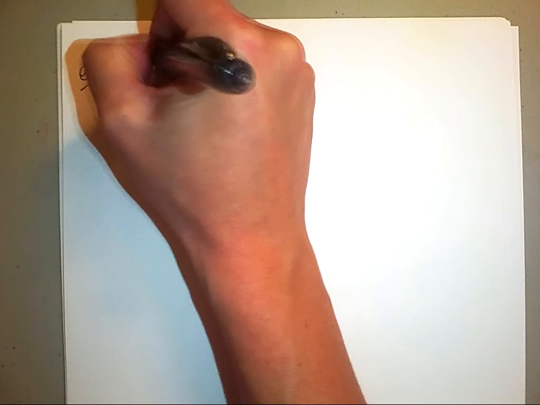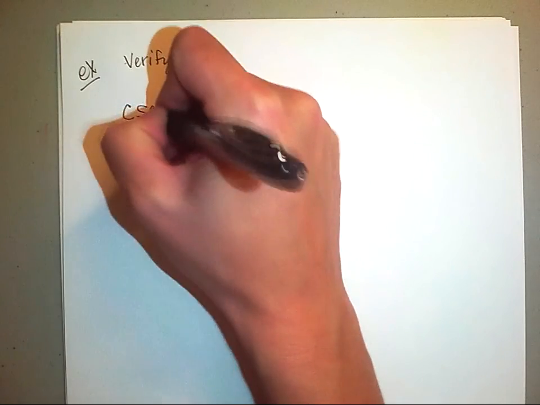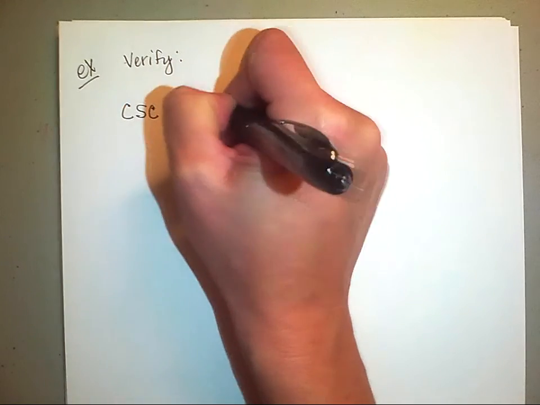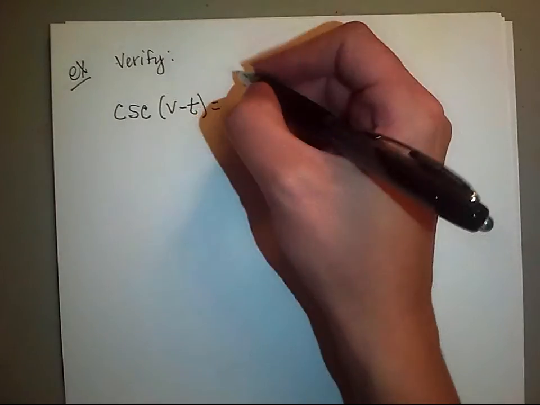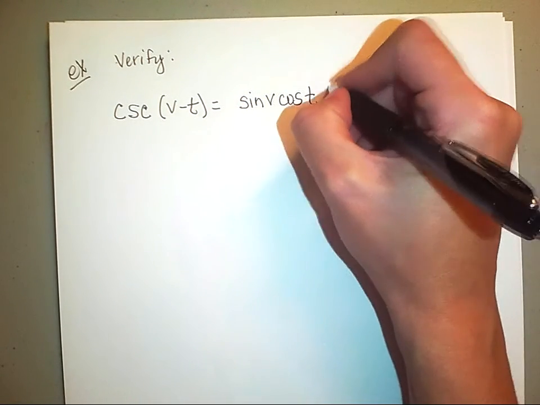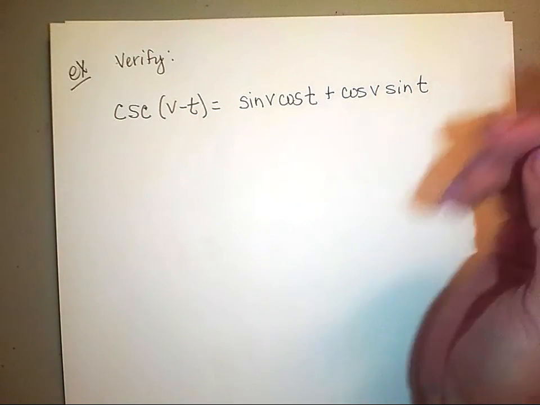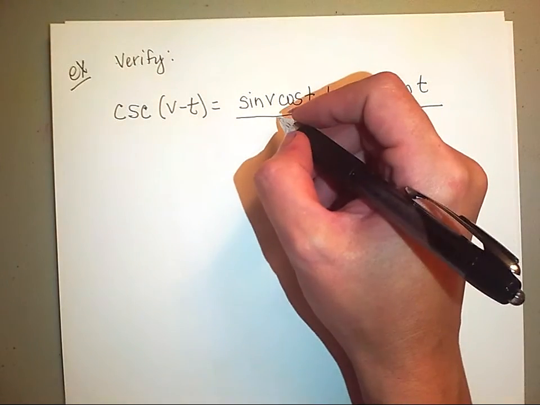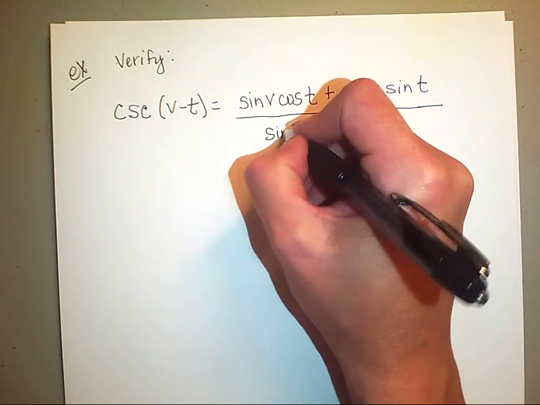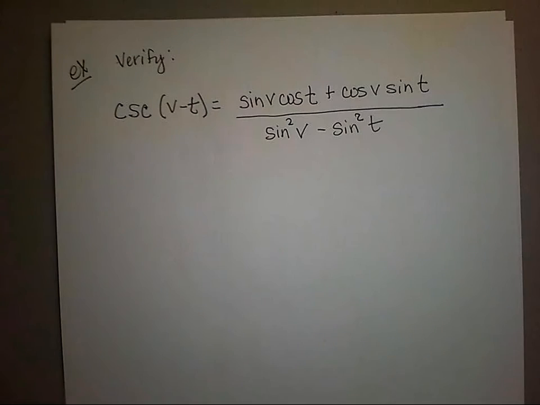The last thing you're going to be asked to do in this section is to keep working with more identities. So let's verify this. Let's say the cosecant of v minus t. We're going to be asked to show that that is the same thing as the sine of v, cosine of t, plus the cosine of v, sine of t, divided by sine squared of v minus sine squared of t.